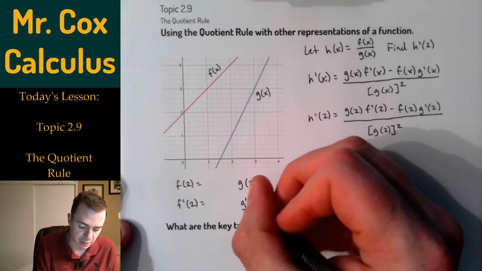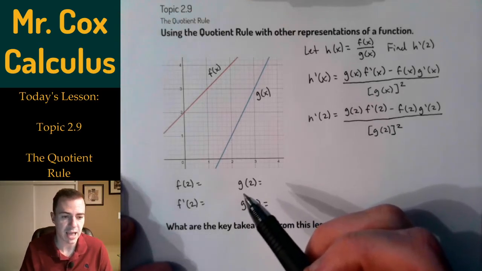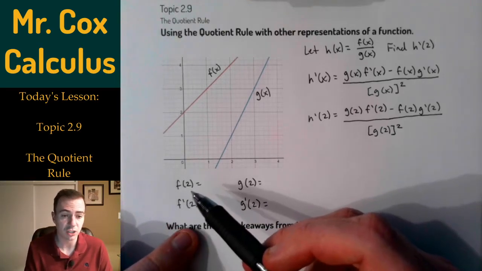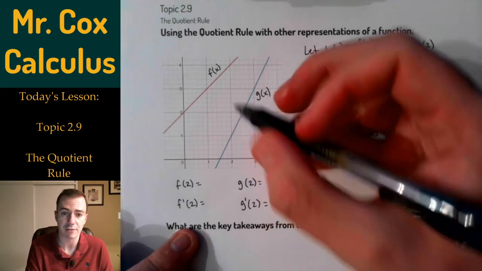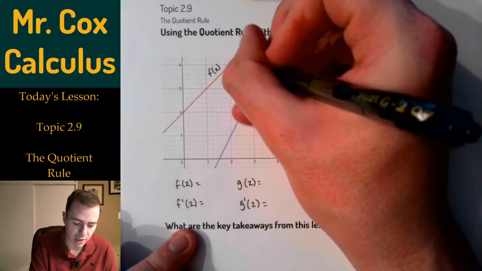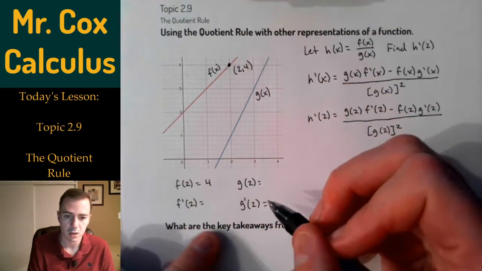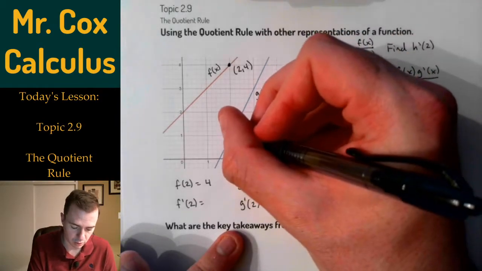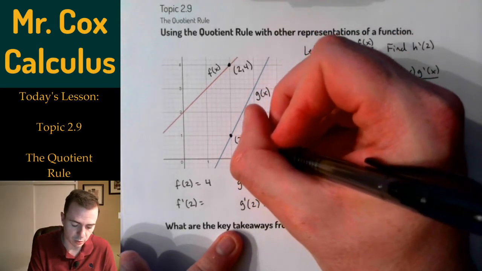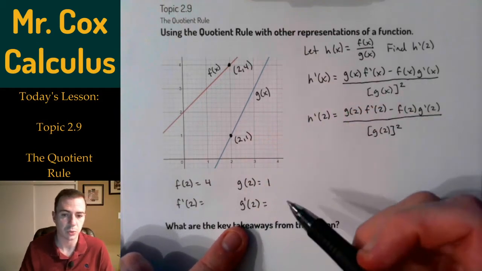is really expressing. So f of 2 and g of 2 are simply asking, what is the function value at 2? For f, that's going to refer to this point here at 2 comma 4. So f of 2 is equal to 4, while g of 2 is going to refer to this point right here at 2 comma 1. So g of 2 is equal to 1.